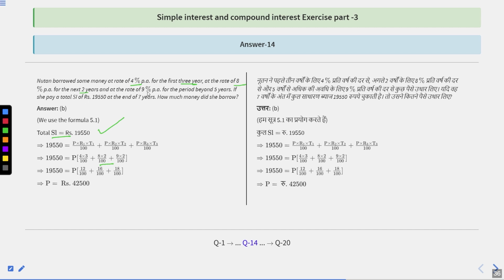Same way, in the third, 9% per annum beyond the 5 years, which is 2 years, because it is given in the question at the end of 7 years. So 2 years, 9 into 2 upon 100. When we calculate it, we get the value of P, which is 42,500 rupees. B is the correct answer.